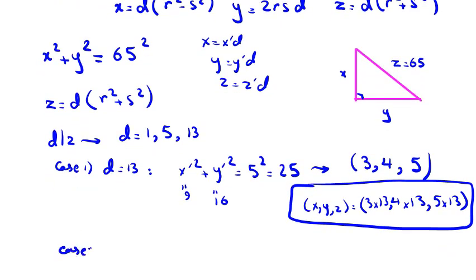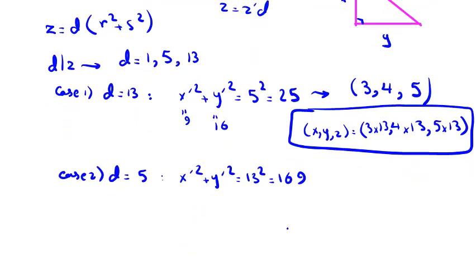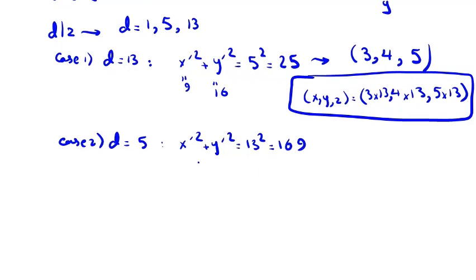Case 2, d is 5. So again, we write x squared plus y squared, and divide both sides by 5 squared. It will be 13 squared, which is 169. If we want to check that the sum of them equals 169, what cases do we have?